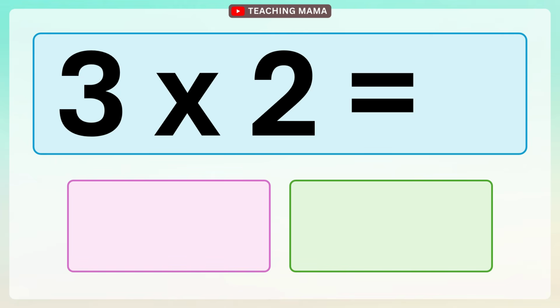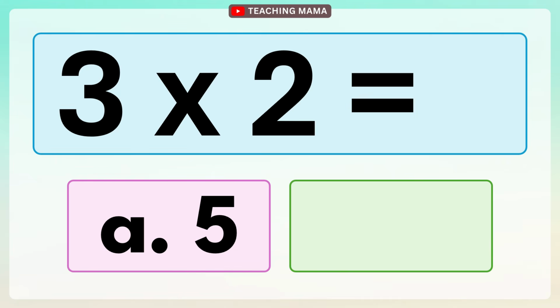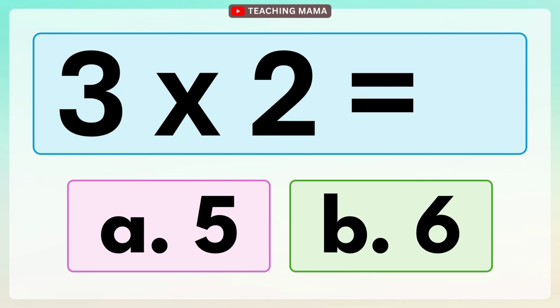3 times 2 equals A. 5 B. 6. What is the answer? B. 6.